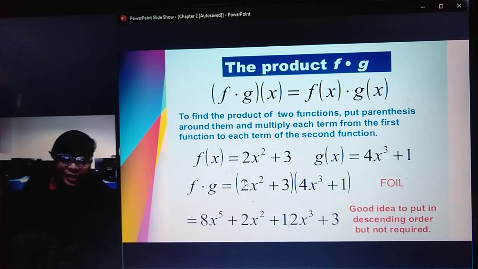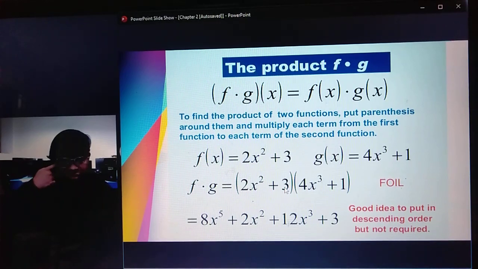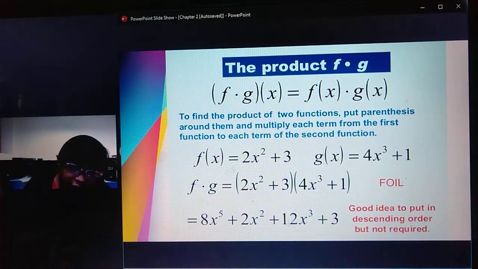Next, after first, let's go to outer. And the outer numbers are 2x squared and then 1. Multiply mo lang to. So 2x squared times 1, it's 2x squared. Just copy the exponent na lang. How about the next one? After outer, inner pala, sorry.